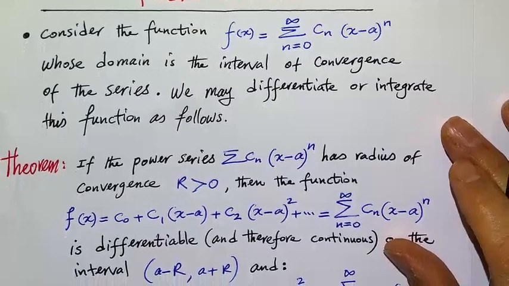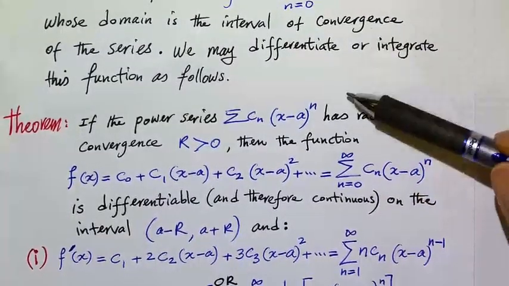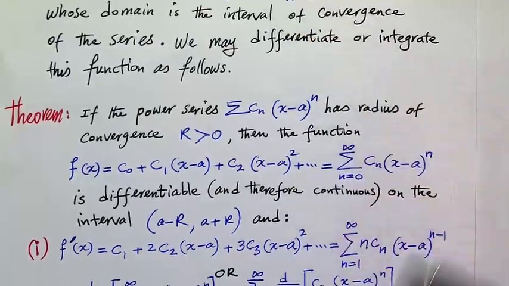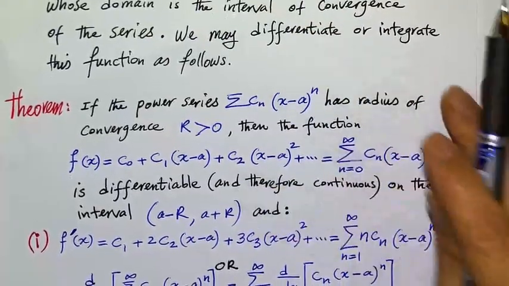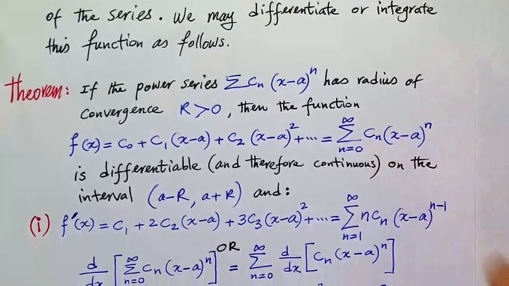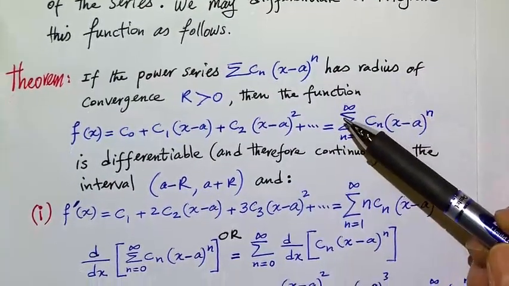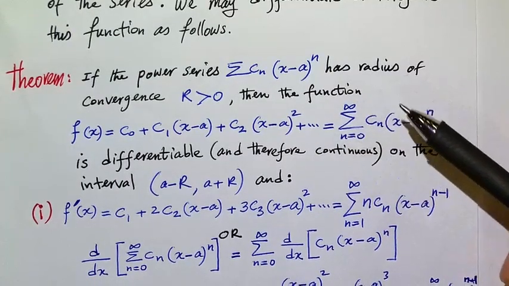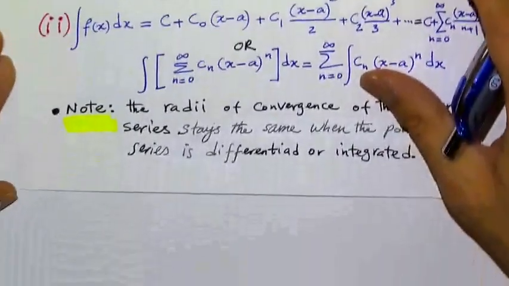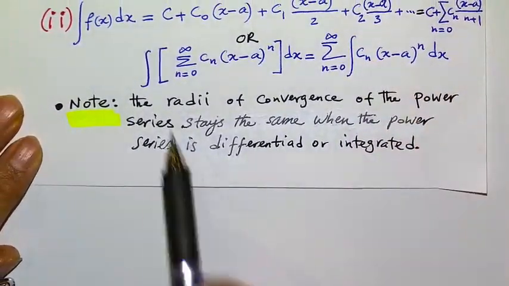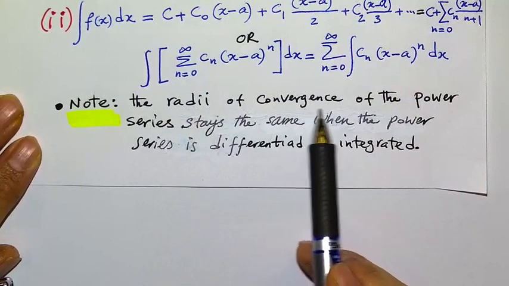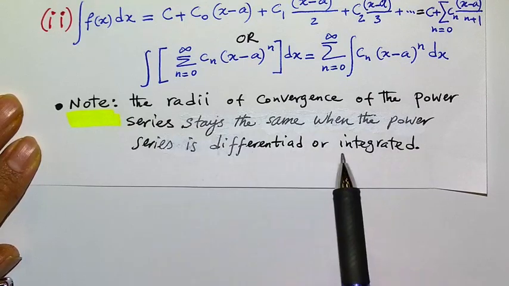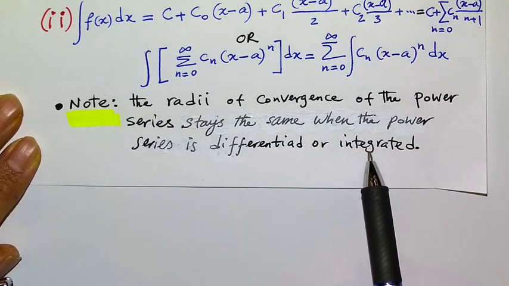You can read this just to be familiar with the notation more than anything, but we don't really have to memorize this. All this theorem is saying is that if you have a power series and you differentiate it or integrate it, the radius of convergence doesn't change. As a matter of fact, I'm making a note of that here: the radii of convergence of the power series stays the same when the power series is differentiated or integrated.